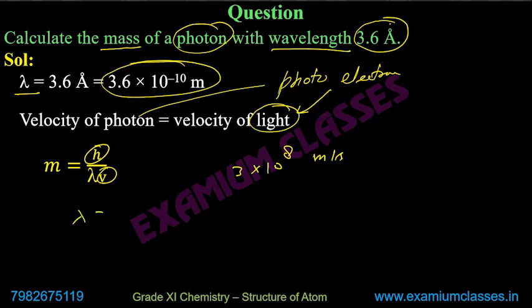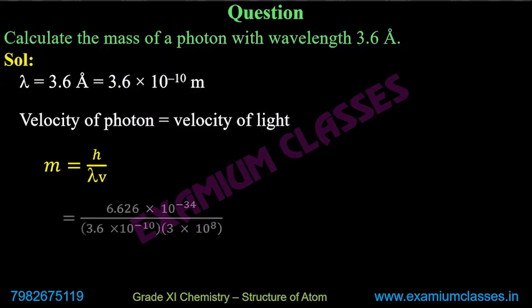So you use lambda equals h by mv. From here, m equals h by lambda v. Substitute all the values, get the answer. And you see, the mass of a photon is not the same as the mass of an electron.